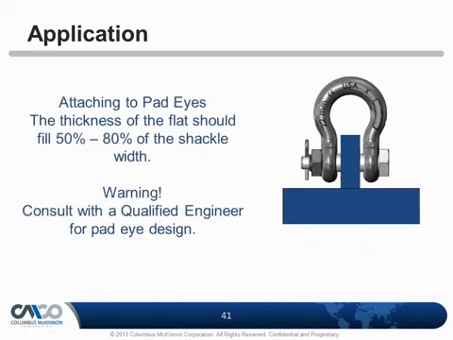Okay. When connecting to pad eyes, you want to make sure that the pad eye is 50 to 80% of the shackle width. We recommend that a qualified engineer look at those pad eyes and calculate it for strength and shear and things of that nature. I always caution people, just don't connect the shackle to a hole. Some welder blew through a piece of plate and made an eye. That happens all the time. It is a lift point.